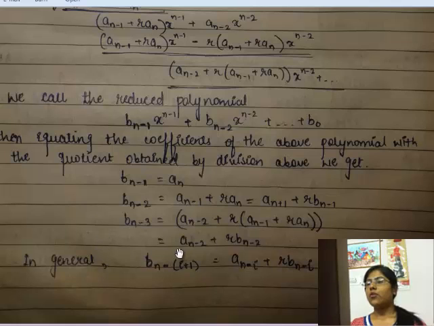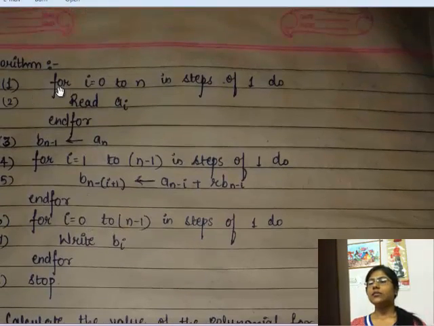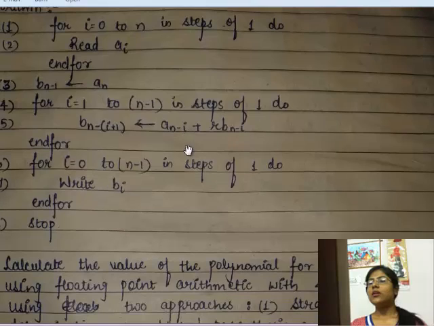So if we formulate a generalized equation, we have b(n-i+1) equals a(n-i) plus r b(n-i). Now the algorithm for the same is: we have a for loop here starting from i equals 0 to n in steps of 1 that reads a(i). Then b(n-1) is substituted as a(n). For i equals 1 to n minus 1 in steps of 1, we do b(n-i+1) equals a(n-i) plus r b(n-i).